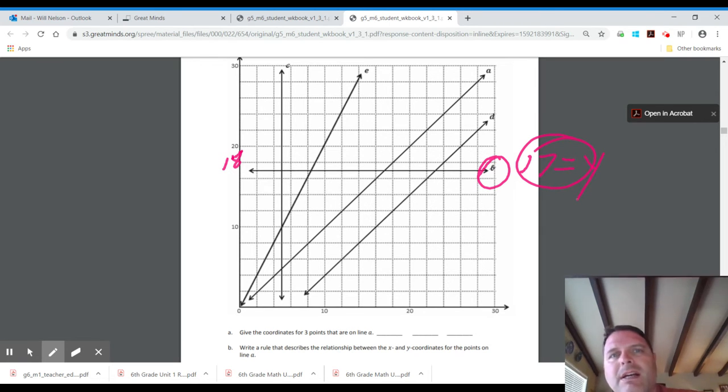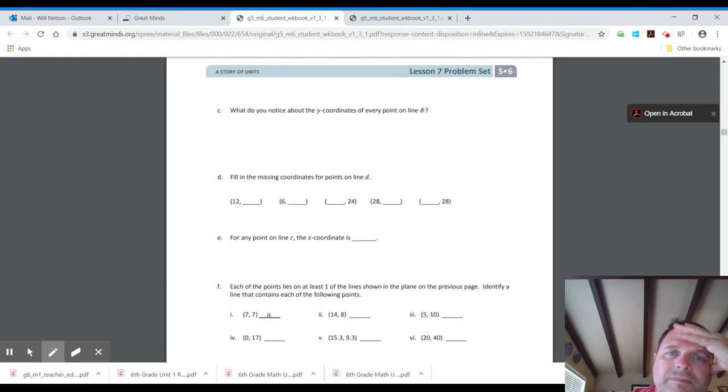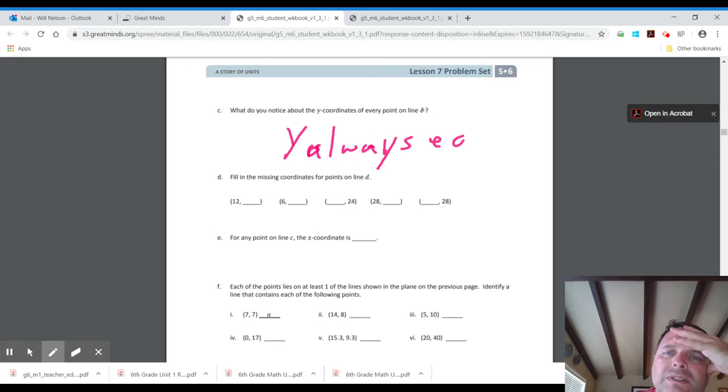So I'm going to go over here and say, let's see, 17. What do you notice about the y? It's y always equals 17. Okay, that's it. Fill in the missing coordinates for points on line D.